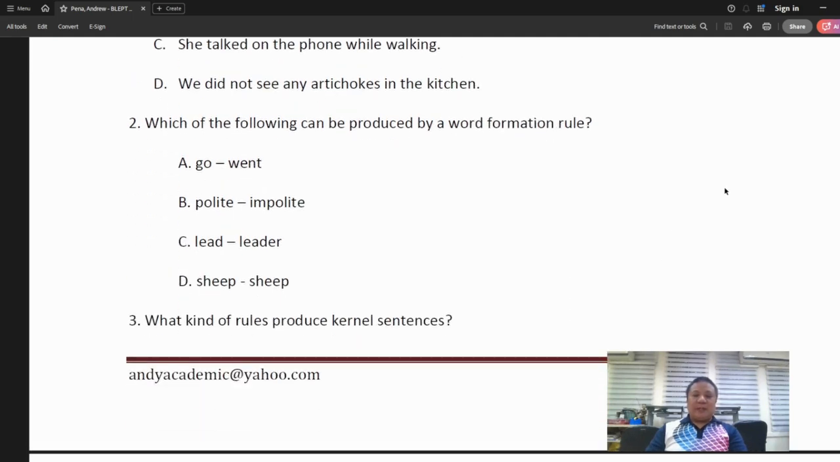Which of the following can be produced by a word formation rule? A. Go and went. B. Polite, impolite. C. Lead, leader. D. Sheep, sheep. Well, D, sheep, sheep has to be explicitly stated.